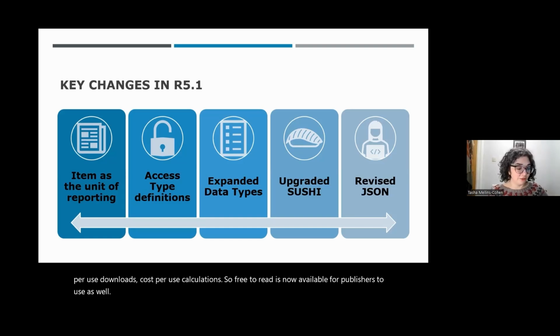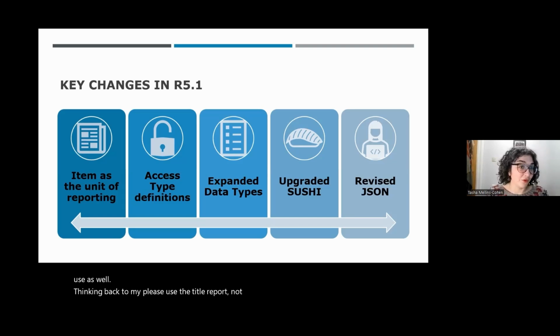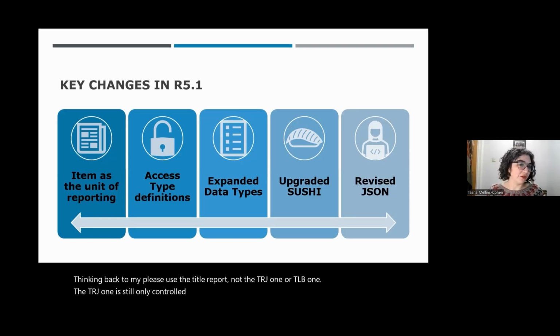Thinking back to my earlier point, please use the title report, not the TRJ one or TRB one. The TRJ one is still only controlled content. So not only is it excluding open access, it's also excluding the free to read. So you really are missing a lot of information by using the TRJ one or B1.